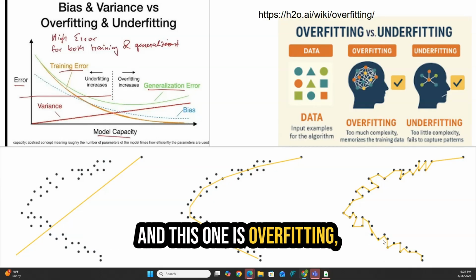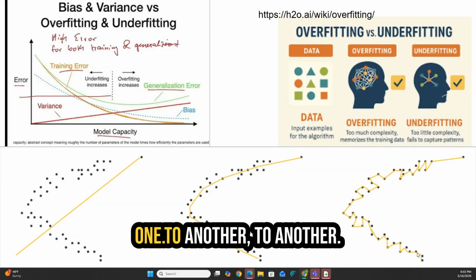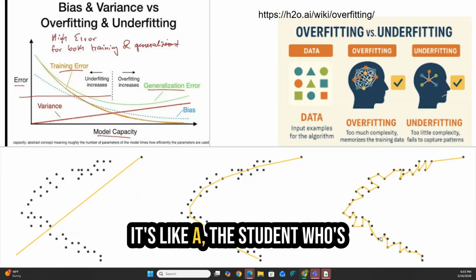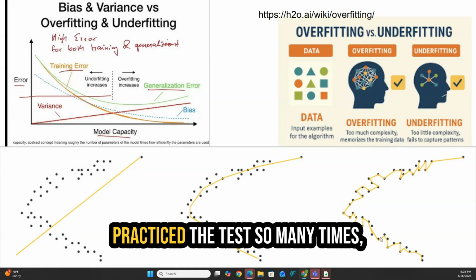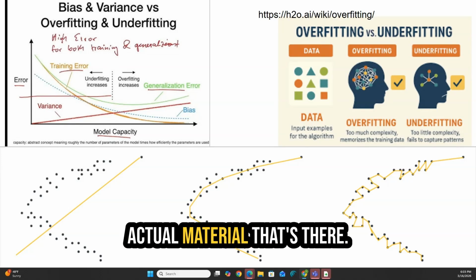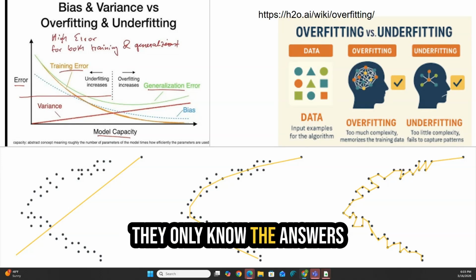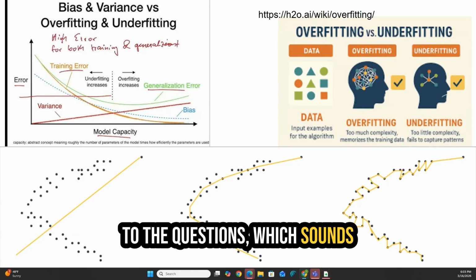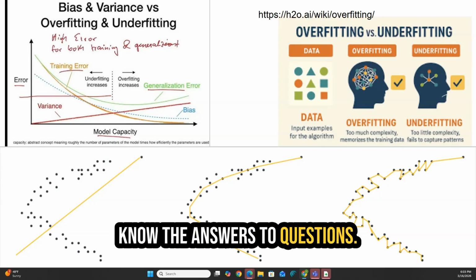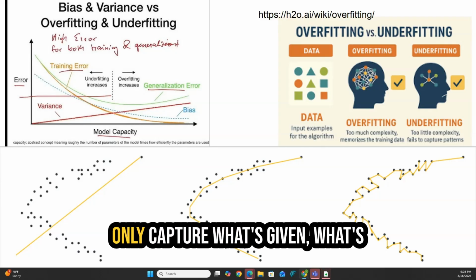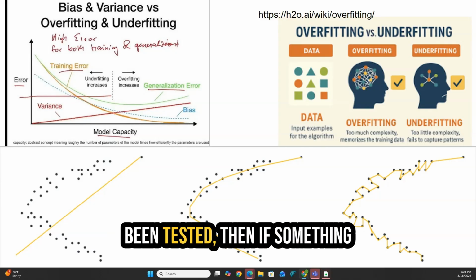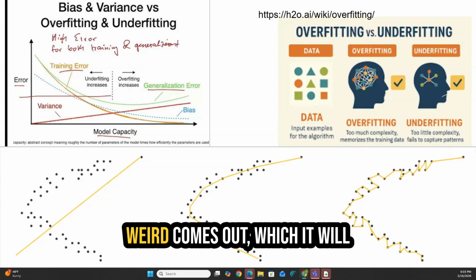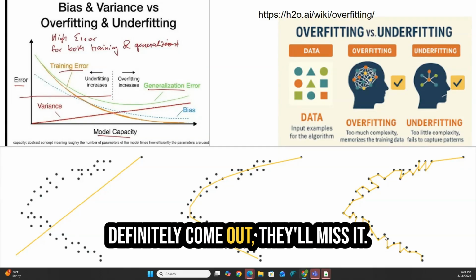And this one is overfitting, where it's just going from one dot to another to another. It's like the student who's practiced the test so many times, but they don't understand the actual material that's there. They only know the answers to the questions, which sounds like, oh yeah, I would rather know the answers to questions. But think about it. If they can only capture what's been tested, then if something weird comes out, which it will definitely come out, they'll miss it.